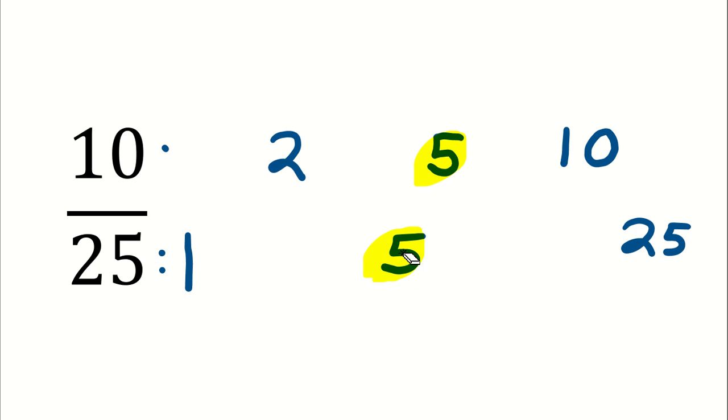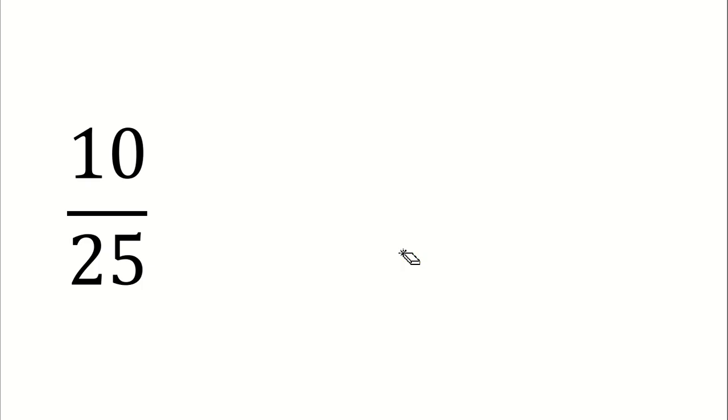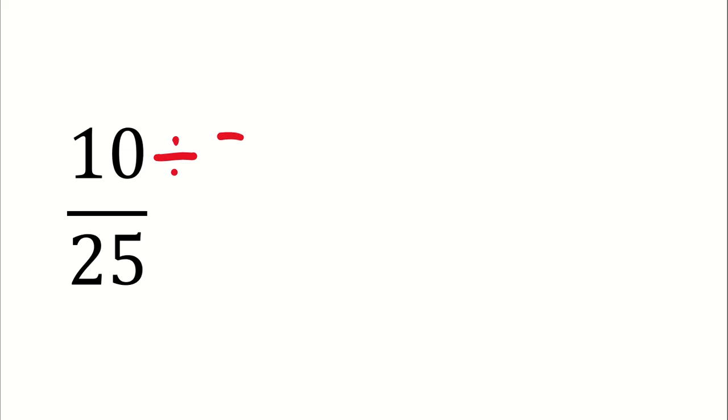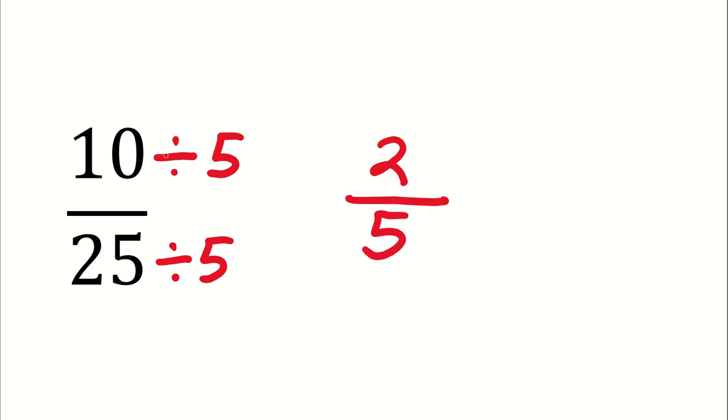So now we can simply divide the top and the bottom number by 5. So let's go ahead and do that. So now we have 10 divided by 5 is 2. And 25 divided by 5 is 5. So that now simplifies to 2/5.